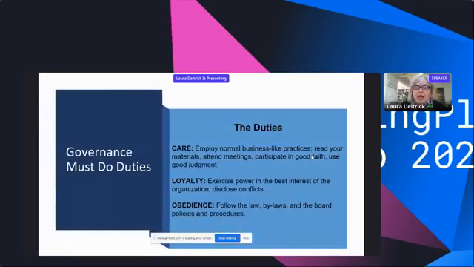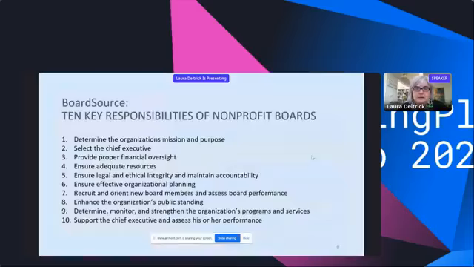Okay. In the US, we have legal responsibilities across the country that are captured under three topics. Boards must undertake the duty of care, loyalty, and obedience, which is basically: exercise power in the best interest of the organization, avoid conflicts of interest and self-dealing, employ good basic business-like practices, and follow the law. There's not a lot of legal requirements around what boards do and how they take up their work, but these three duties are definitely at the heart of all nonprofit boards in the US anyway.